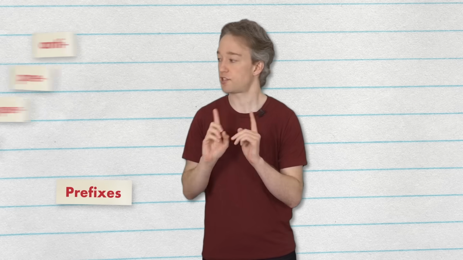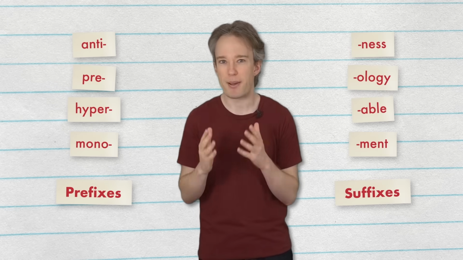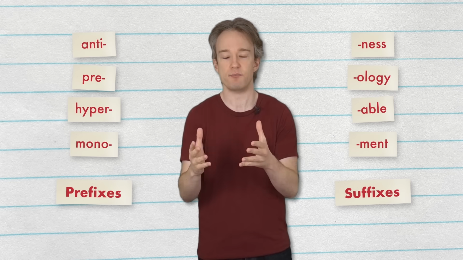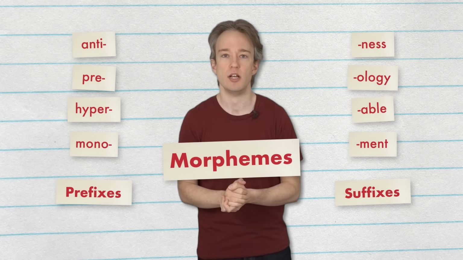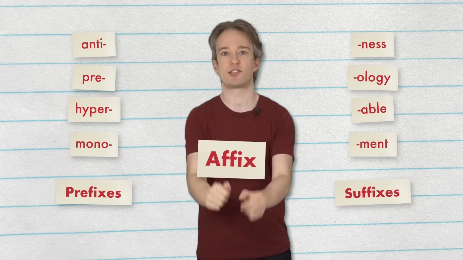Prefixes fit on the start of words, and suffixes fit on the end of words, and that's about as far as most people get in school. These little atoms of language, these bits of meaning that can't be split any further, are called morphemes. We've talked about those before. And when a morpheme is used like this, it's called an affix.